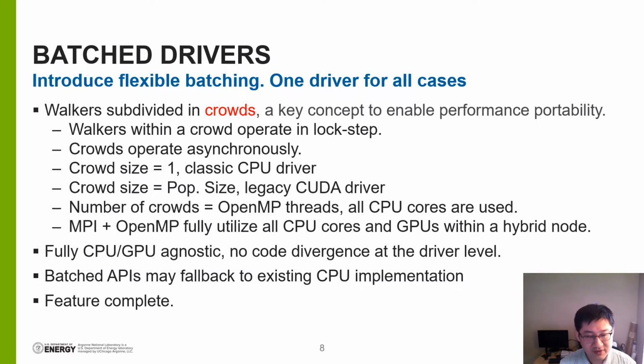By default, we will set the number of crowds equal to the number of OpenMP threads, making sure all the CPU cores are being used. Combining MPI and OpenMP, it fully utilizes all the CPU cores and GPUs within a hybrid node. So these new batched drivers are fully CPU-GPU agnostic. There's no code divergence at the driver level. In addition, batched APIs may fall back to existing CPU implementations. By doing that, we allow you to mix and match CPU-GPU features and make sure all the QMCPACK features are available.